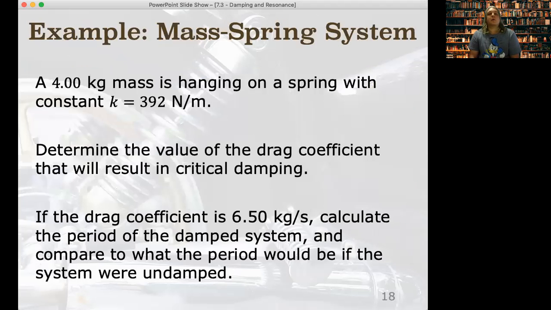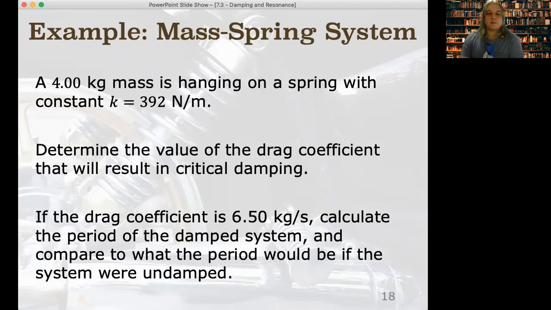So we've got an example now of a mass spring system. We've got a 4 kilogram mass hanging on a spring with a constant of K equals 392 newtons per meter. Determine the value of the drag coefficient that will result in critical damping. And then another part to the question is, if the drag coefficient is instead 6.5 kilograms per second, what is the period of the damped system? And compare it to what the period would be if the system were undamped.